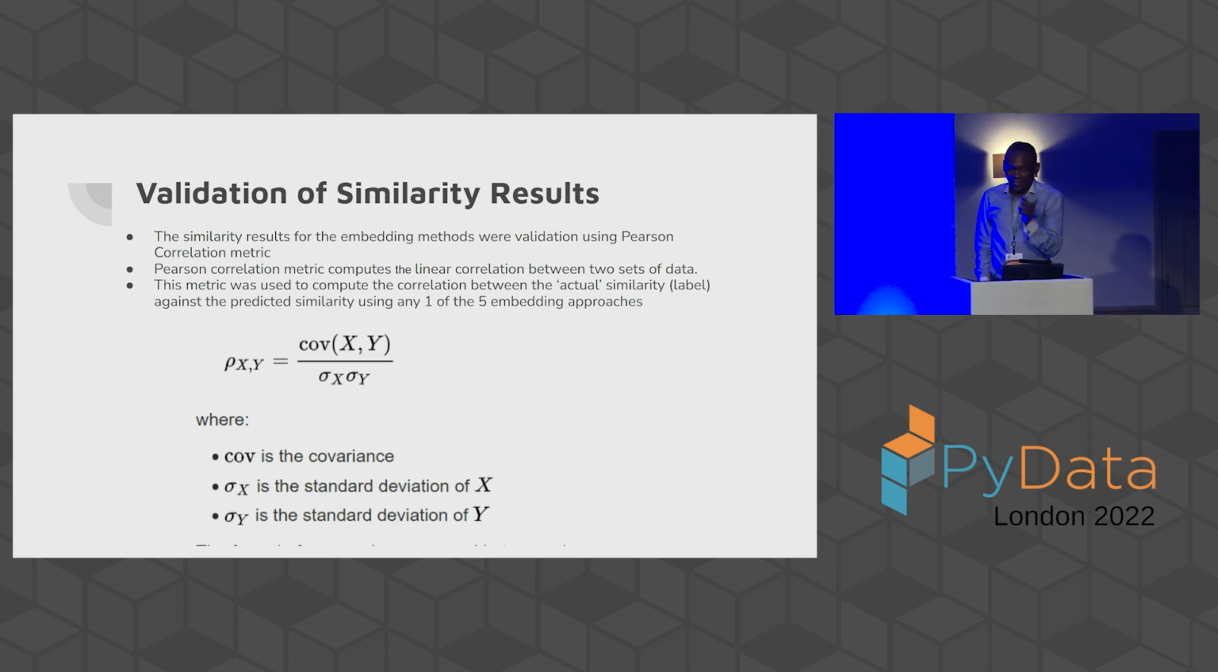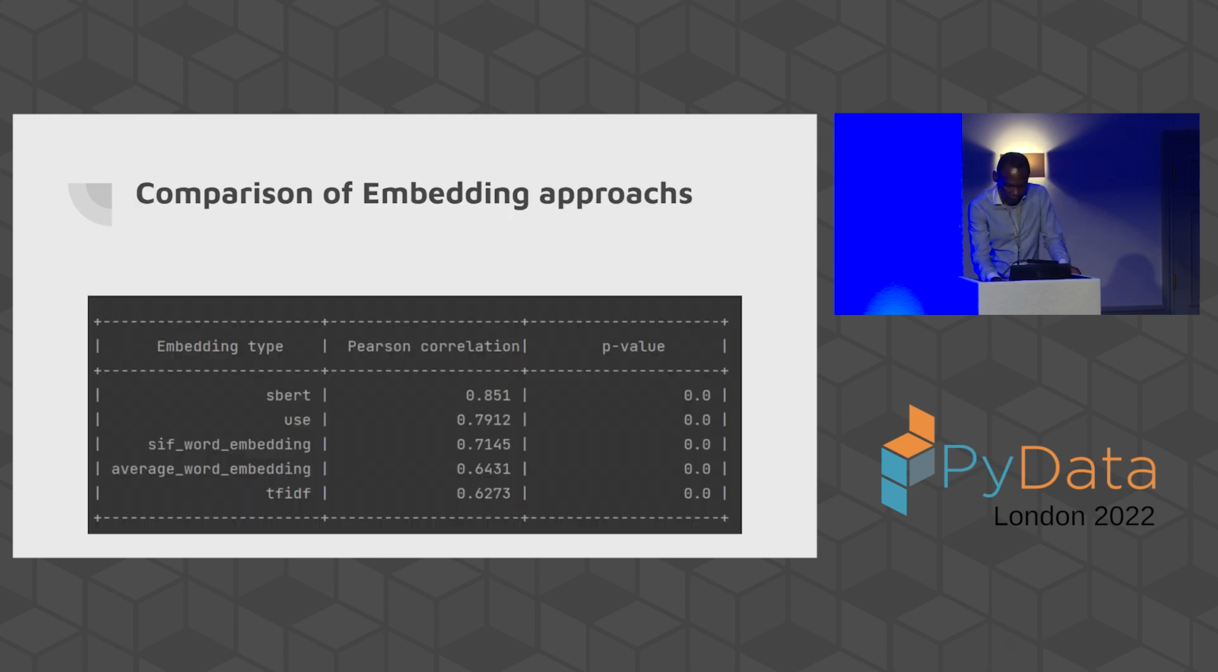So the next slide I'm going to show you now is essentially the findings that I got when I used the Pearson correlation metric as a way to validate which one of these 5 models performed better. And those are the results there.